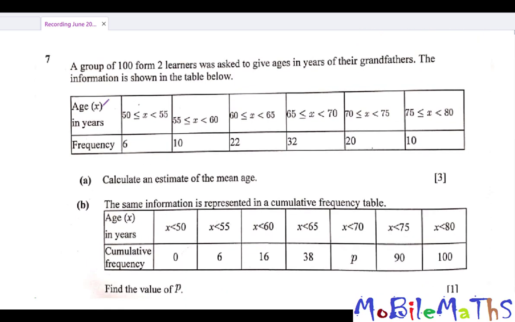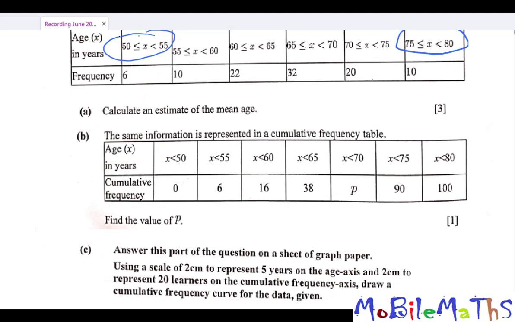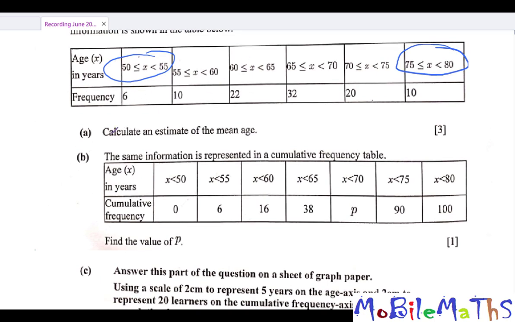We have a group of 100 Form 2 learners who are asked to give the ages in years of their grandfathers. They are ranging from 50 to 80, so that is the range we have for these grandfathers. We are given the frequency: for 50 to 55, how many do we have? We've got 6. The first question is to estimate the mean age.